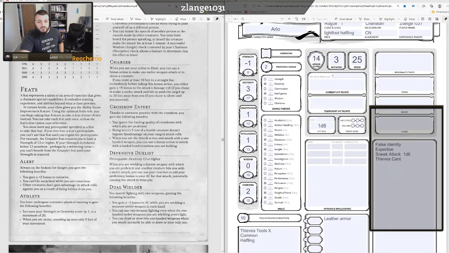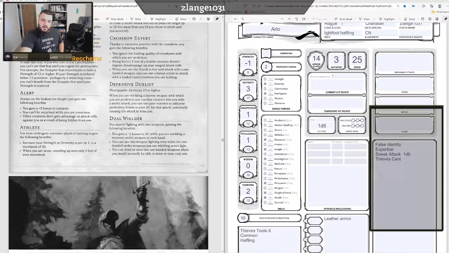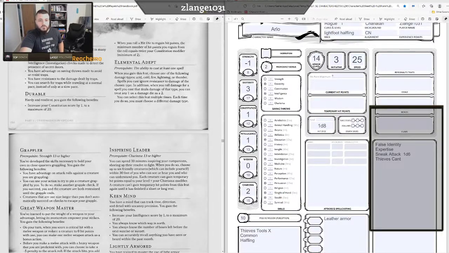And when you use the attack action and attack with a one-handed weapon, you can use a bonus action to attack with a loaded hand crossbow you are holding. So you can have a crossbow in one hand and a weapon in the other, fight, fight, fight, bam, and shoot someone in the face as a bonus action. Some of these are great. Some of these are a little odd, but some of them are great.